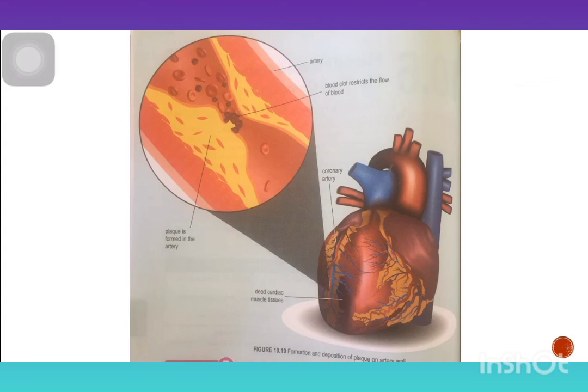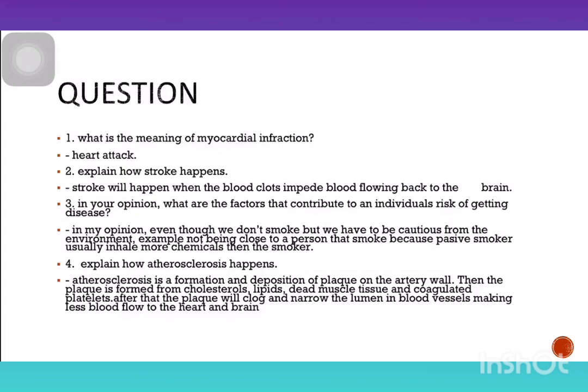Okay, so lastly we will jump into the questions. What is the meaning of myocardial infarction? It is heart attack. Explain how stroke happens. Stroke will happen when the blood clots impede blood flowing back to the brain. Third, in your opinion, what are the factors that contribute to an individual's risk of getting disease? In my opinion, even though we don't smoke, we have to be cautious of the environment. For example, not being too close to a person that smokes, because a passive smoker usually inhales more chemicals than the smoker.